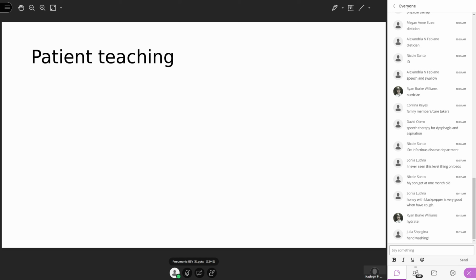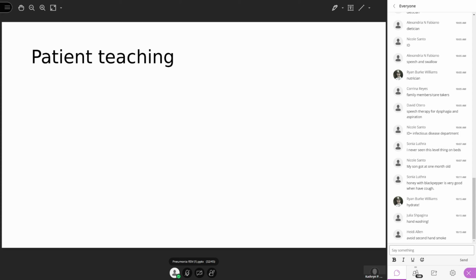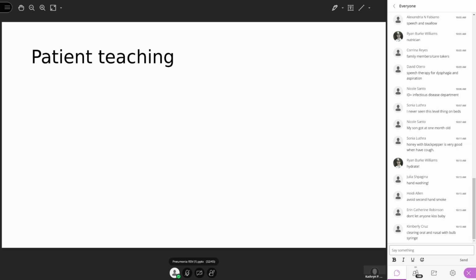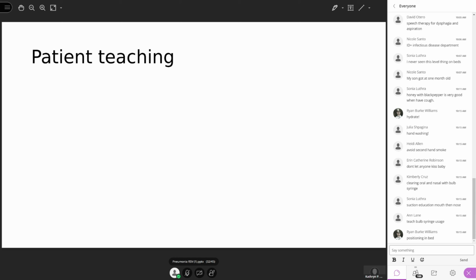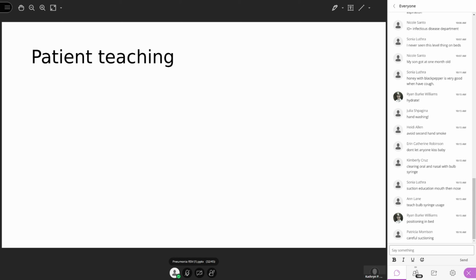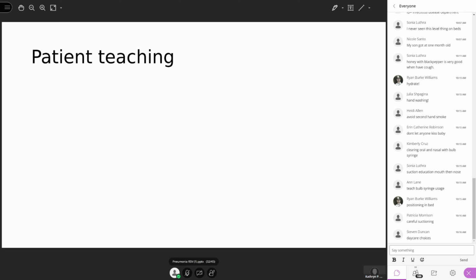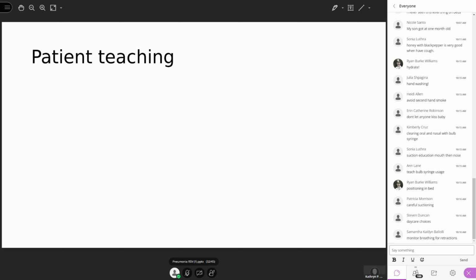Importance of fluids, absolutely. Hand washing, always. Avoiding secondhand smoke, absolutely. Well, we want to kiss the baby, but we want to make sure that we don't let them near anybody sick. How to clear the oral and nasal passages with a bulb syringe. Also, when. Positioning in bed, daycare choices. There's more.